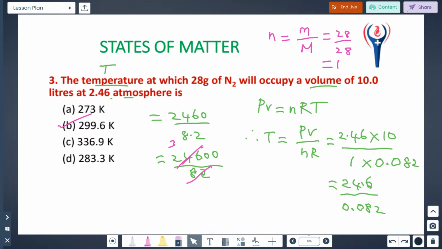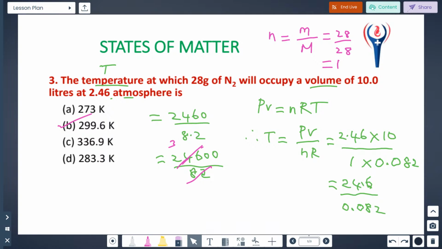Pressure is given 2.46, into volume is given 10 ml, by number of moles. Number of moles is nothing but mass by molar mass, 28 by 28. Here number of moles is 1. Then R is 0.082. If you substitute all this, at last the answer will be nearly 300. Among the four options, which option is nearly 300? It is 299.6. So this is the answer. Understood?